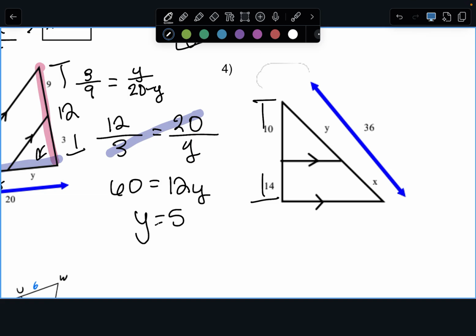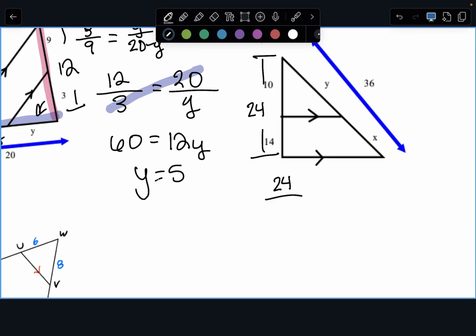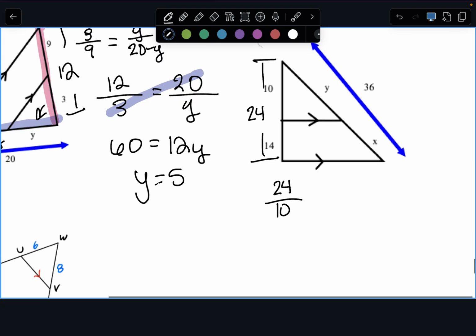What is this whole segment? 24. 10 plus 14 is 24. So my whole thing, 24, over one of its parts, it doesn't matter which, let's just pick the top one first, 10, is equal to, what's my whole thing on this side? 36. And what's the part that goes with 10? 14. Y. It's the one directly across from it. Y.